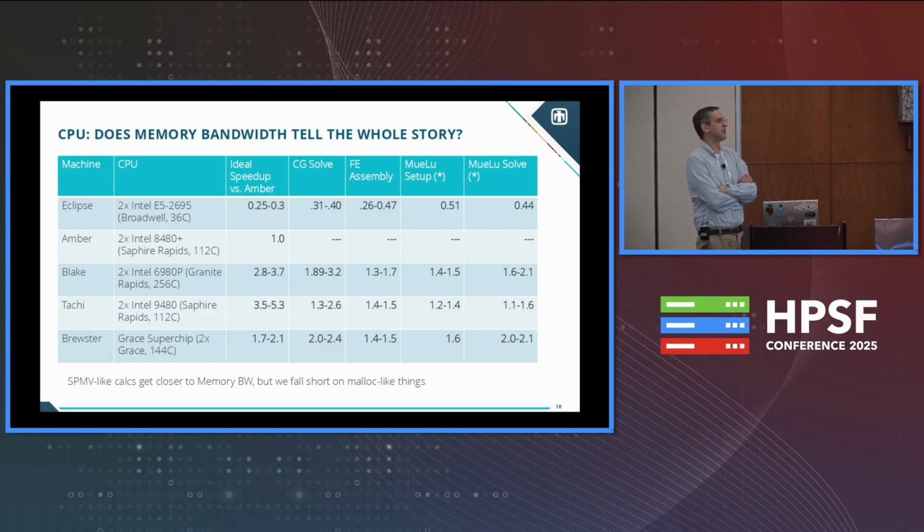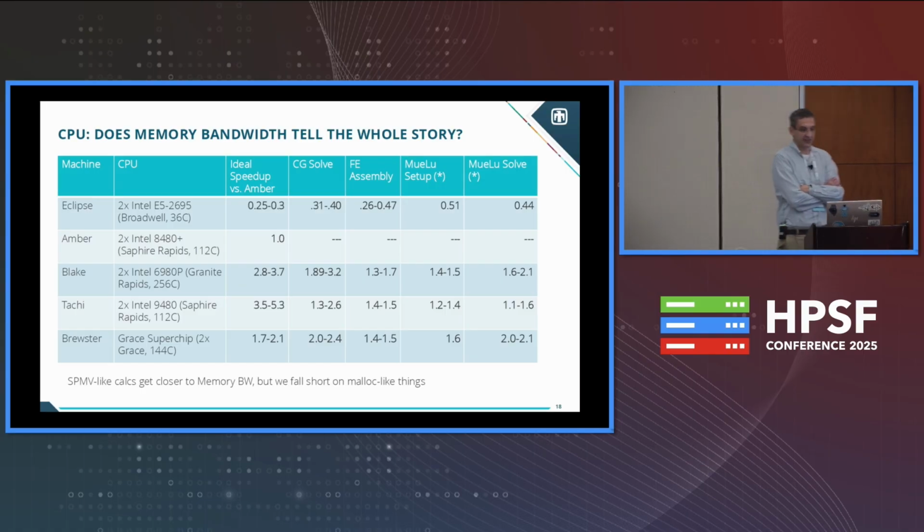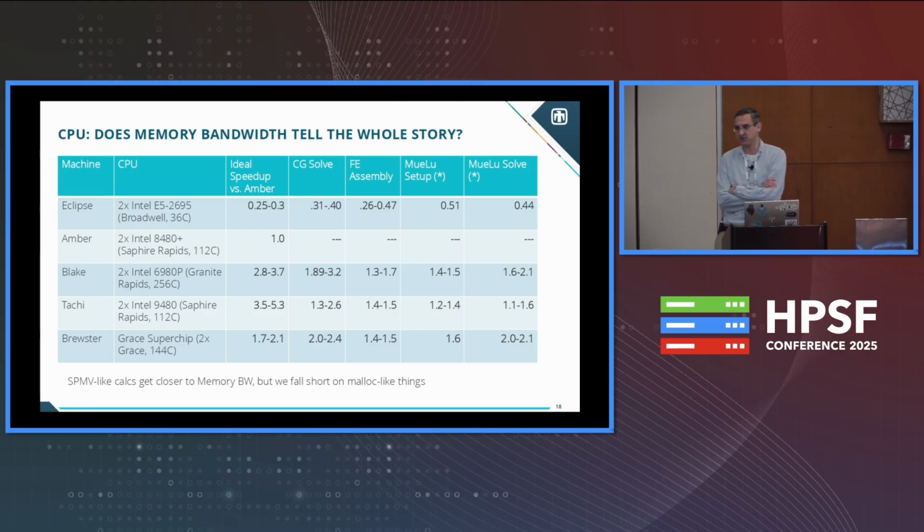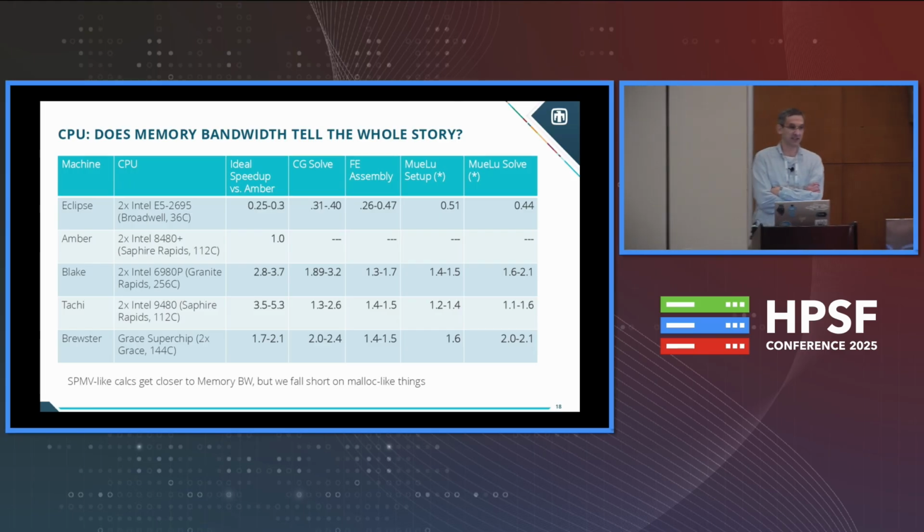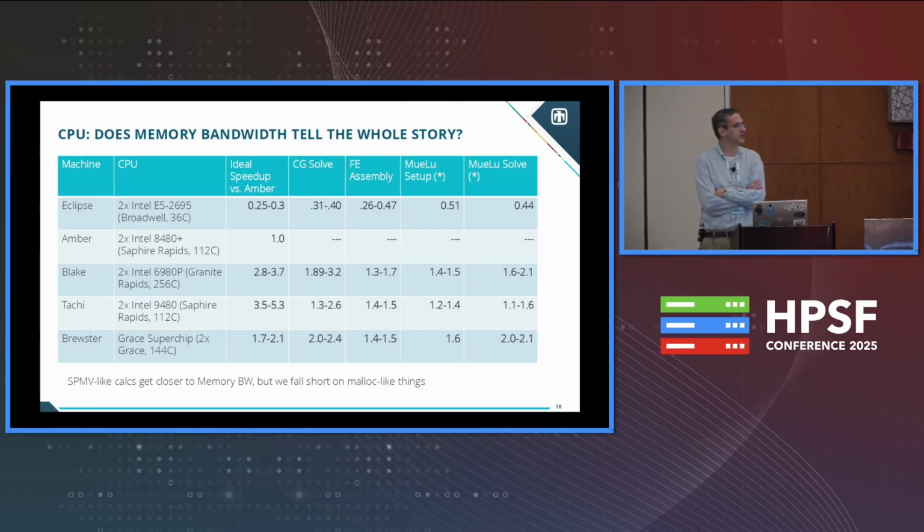Could we deliver the promise? The answer is, on CG Solve, well, with the exception of your Crossroads-like machine, yeah, you can get kind of what you had hoped for. On some of the other things you don't, right? As you start hitting the memory system through malloc more often, you're not getting quite that level of performance. So certainly, even on a CPU where malloc is fast, you need to think more about memory allocation than you might have had to, say, 15 years ago.